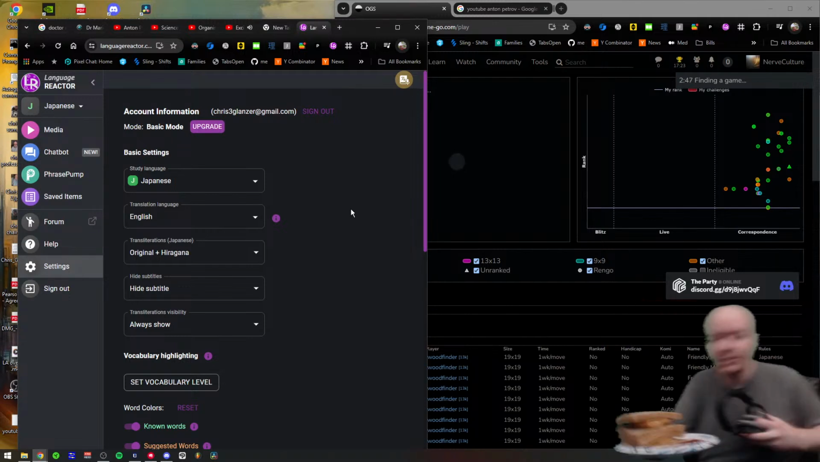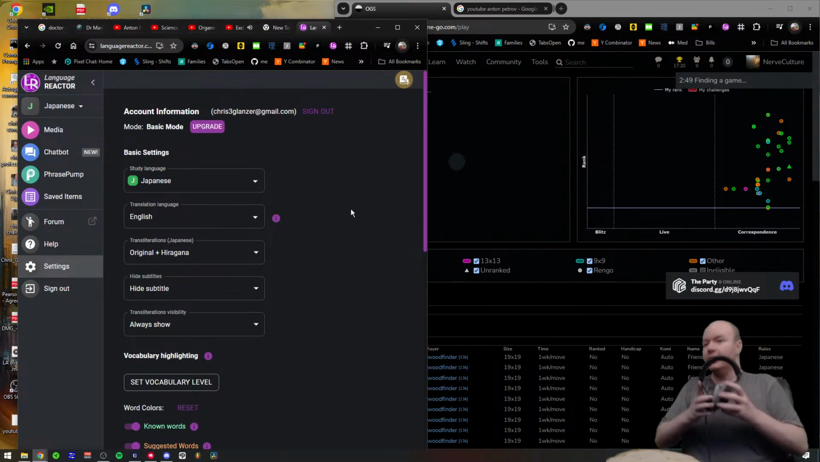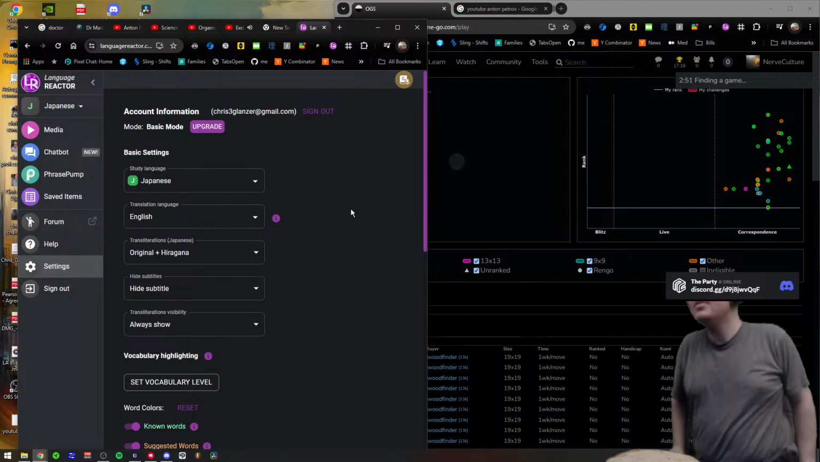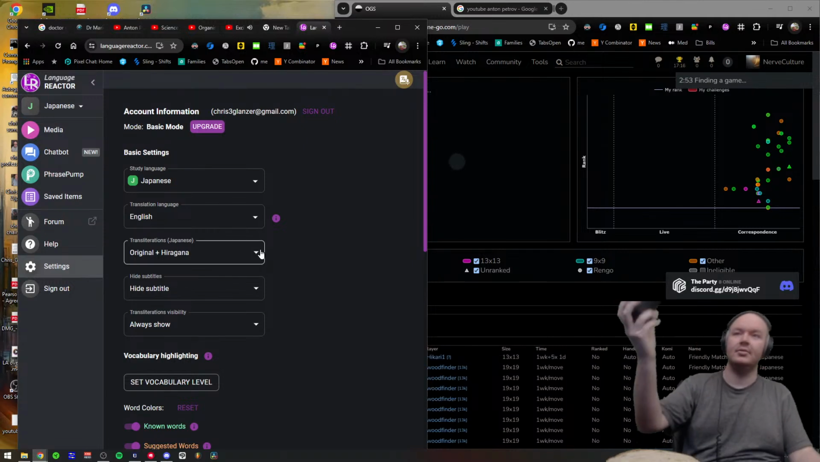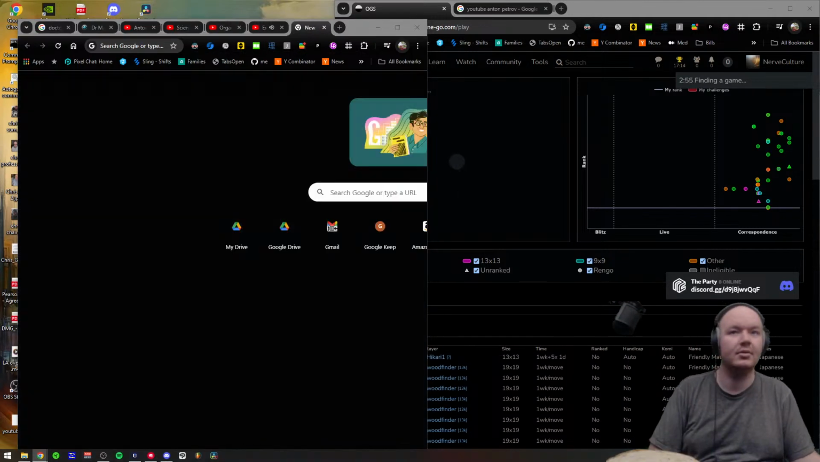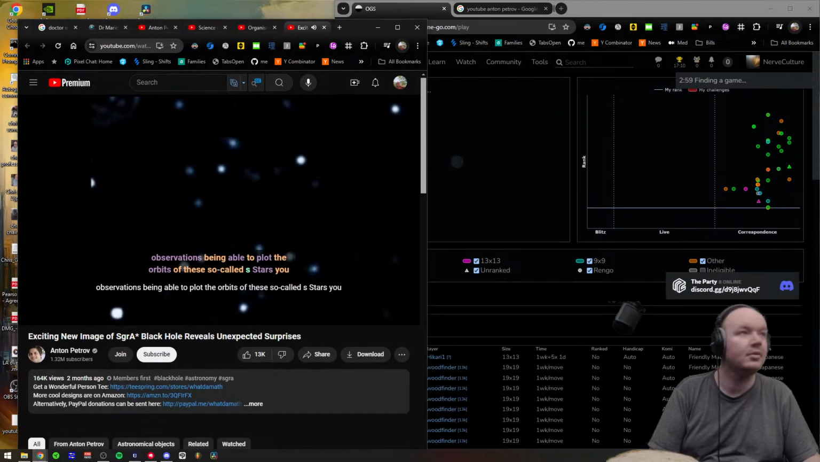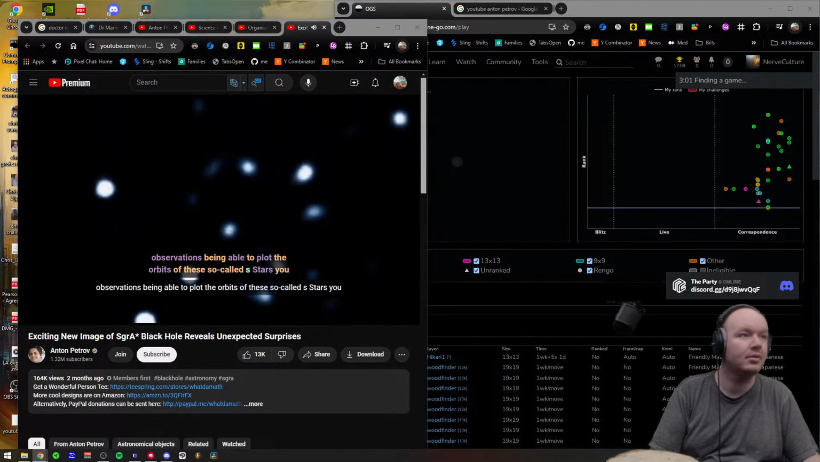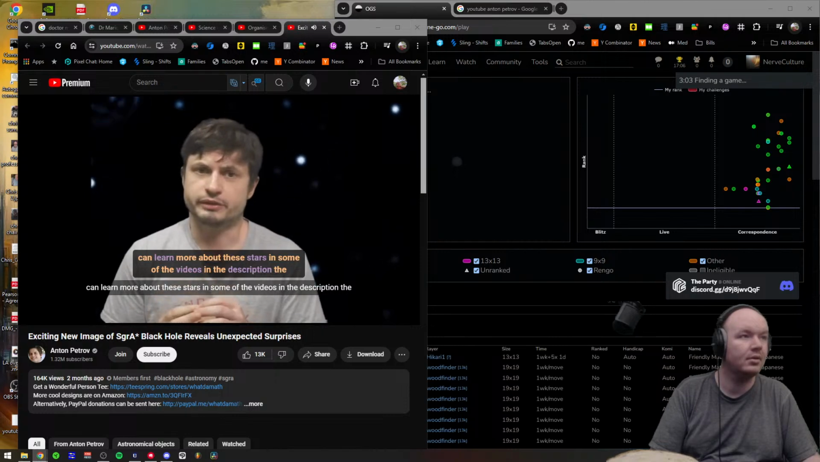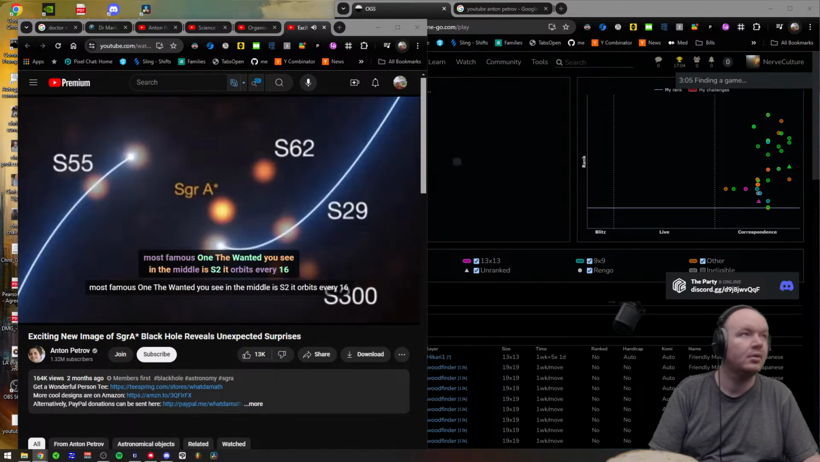And so by the 1990s, the researchers started to collectively measure the motion of these stars, trying to figure out what's actually happening. And by roughly 2008 or so, they had about 20 years of observations, being able to plot the orbits of these so-called S stars. You can learn more about these stars in some of the videos in the description. The most famous one, the one that you see in the middle, is S2.